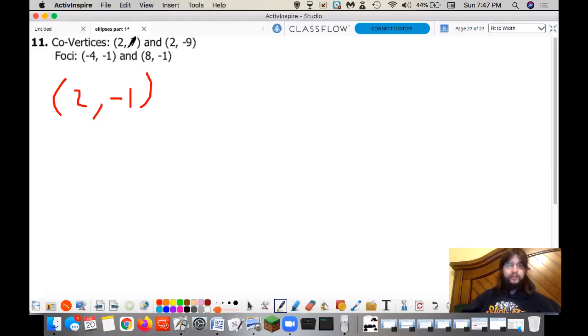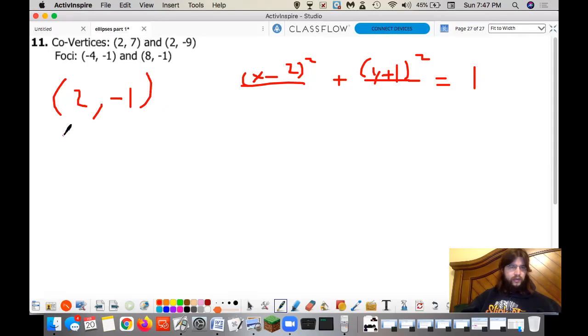This is my co-vertices. The y value is changing there, so my b squared's got to go under y's. So y plus 1, x minus 2. Again, it's an ellipse, so that's going to be a plus. A, we don't know. B is 8. So that makes this 64.